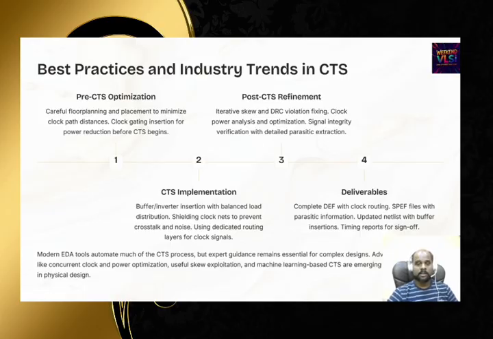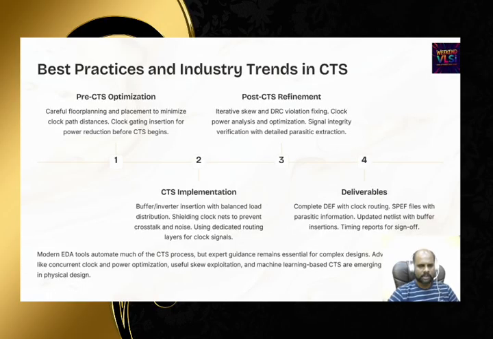And DRC fixing is done right now in flows like concurrent clock and data optimization. You will see the DRC or DRV fixing also done in parallel. We do clock power analysis and optimization, and also we check signal integrity verification after extraction. Next is deliverables. Generally, the industry trend after CTS is that people move to optimization and routing. But if you want to take it to sign off, you can write out a DEF and SPEF and give it to sign off.